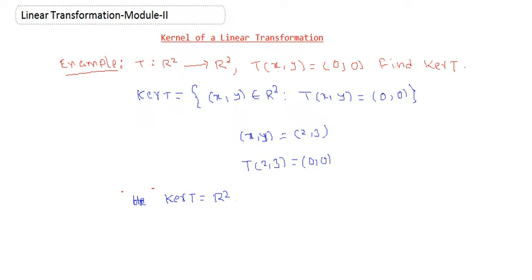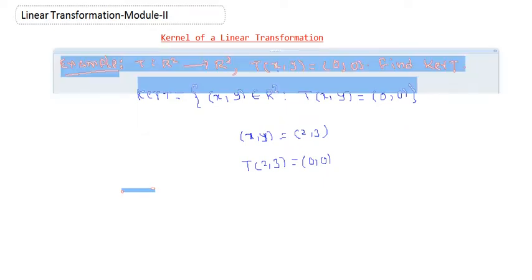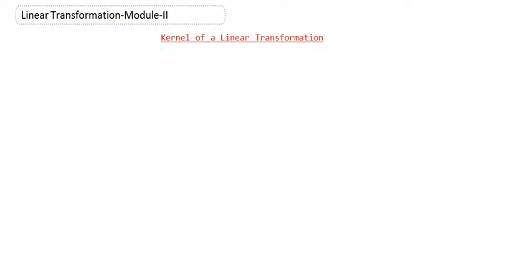Okay, let's do a more difficult problem. Here we go. First let me erase this part. Suppose we have an example, let me write that down: example. T is a linear transformation which maps vectors of R3 to vectors of R3.